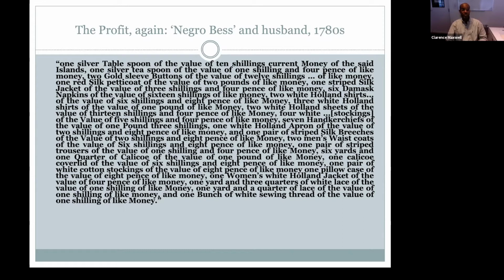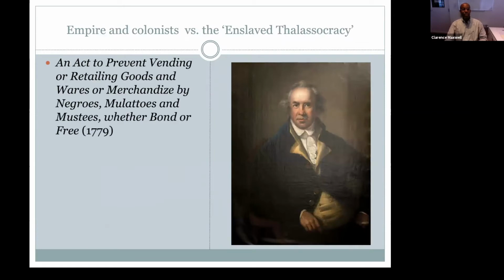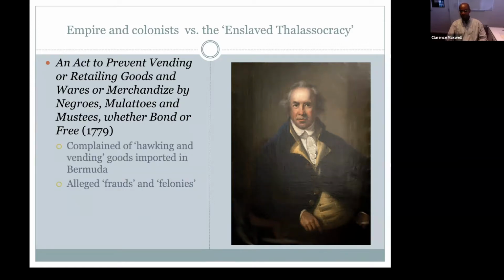And this will give you an idea of just how much trade was carried out by enslaved sailors during this period. One particular enslaved sailor and privateer. So, not surprisingly, the governor would strike out against that too. The act to prevent the vending and retailing of goods, wares, and merchandise by Negroes, mulattoes, and mustees, whether bond or free. The real purpose of all of this, again, was to control and curtail trade carried out by enslaved people during this profitable period.